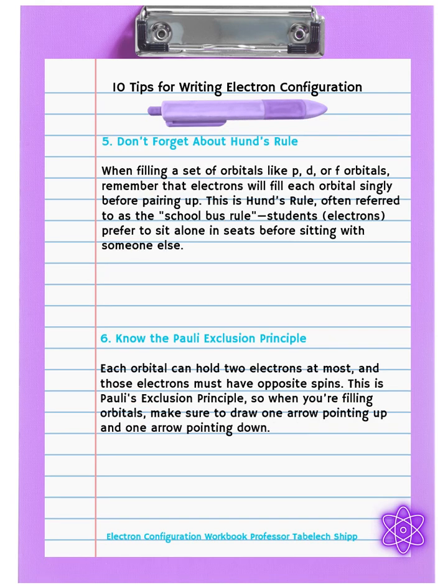Tip number 5, don't forget about Hund's rule. When filling a set of orbitals like P, D, or F, you want to remember that electrons will fill each orbital singly before pairing up. This is Hund's rule, often referred to as the school bus rule. Students, hence the electrons, prefer to sit alone in seats before sitting with someone else.